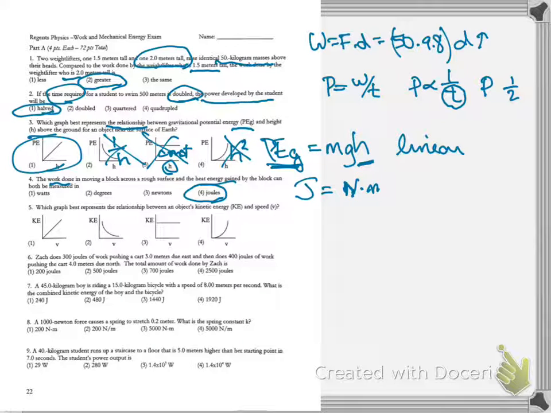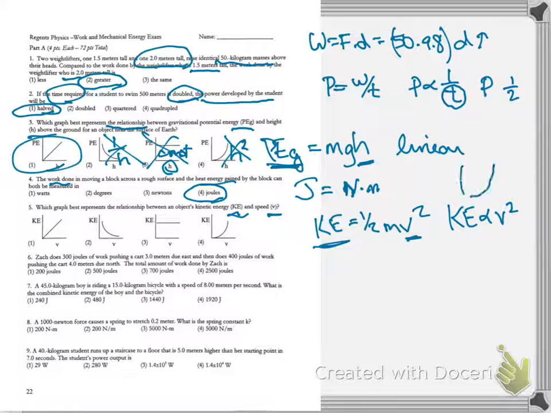Next question. Which graph best represents the relationship between kinetic energy and velocity? Again, we write out the relationship, which is just the equation, and you see that kinetic energy and velocity is a square relationship. I usually write it like this. KE is proportional to v squared. So as v goes up, KE goes up a lot, which is your exponential relationship. That's your answer. Next question.